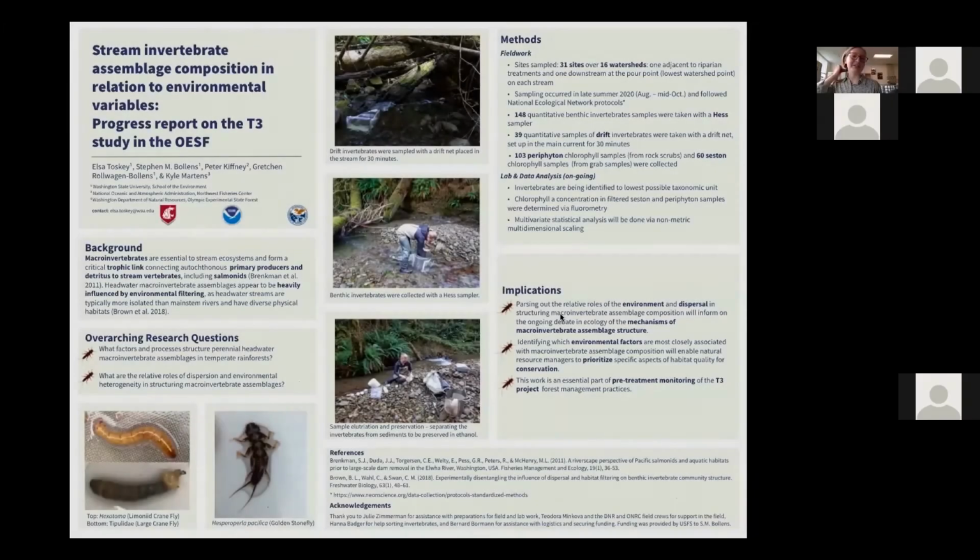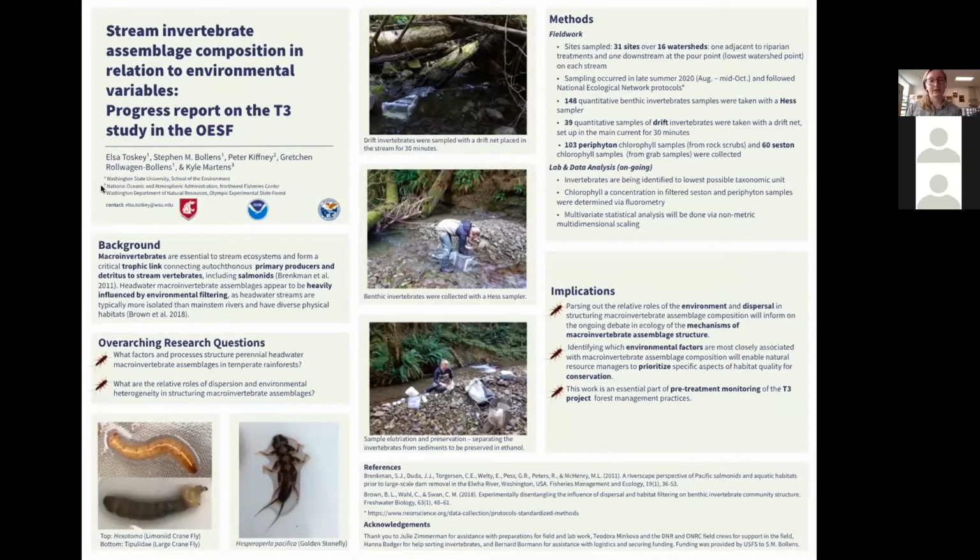I'm going to be talking about my research today, which is on the stream invertebrate assemblage composition in relation to environmental variables in the OESF. I'd also like to acknowledge that I'm working with Dr. Steve Bollins, Peter Kipney, Gretchen Wohlregen-Bollins, and also Kyle Martins. And also that this work is still in progress. I started this last fall.